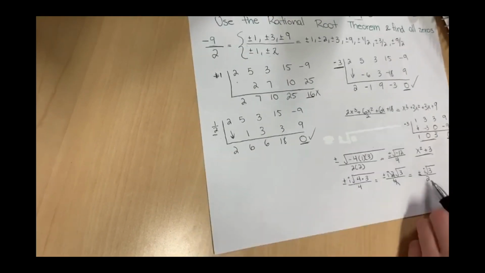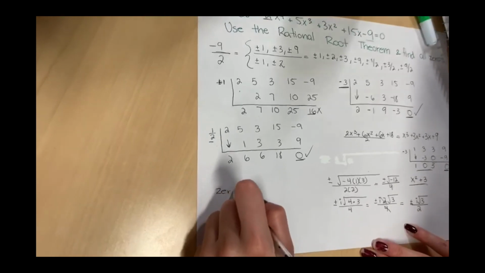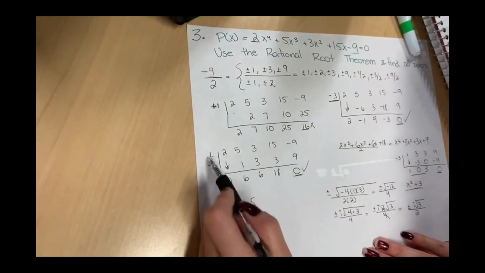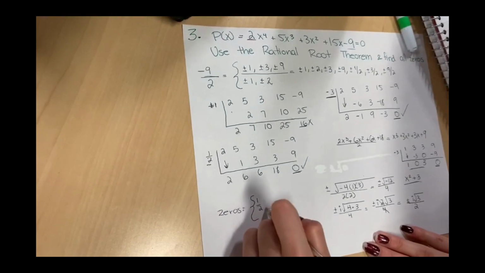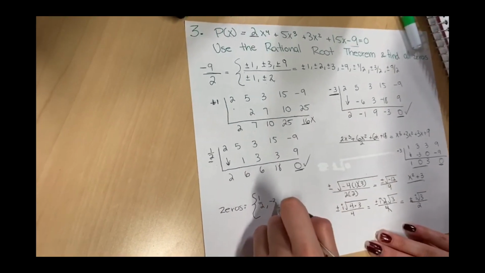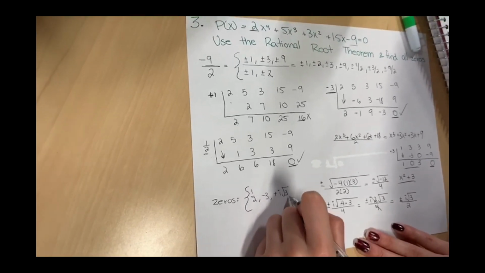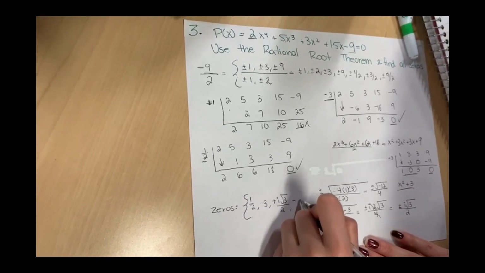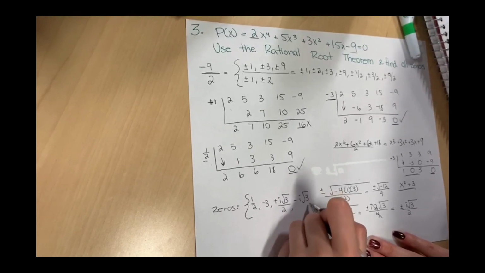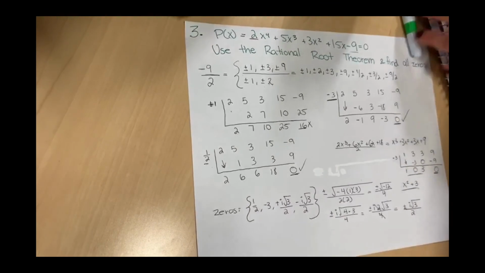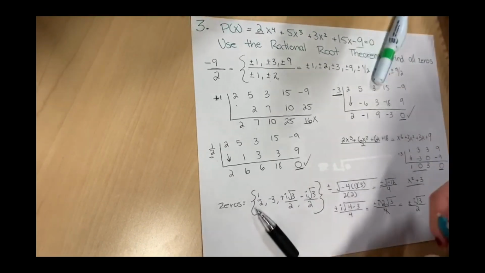As you can see, I just finished that. So all of the zeros would end up being the half, the negative 3, and the plus or minus i square root of 3 over 2 for those last two zeros, of course. That will be the end of this problem.